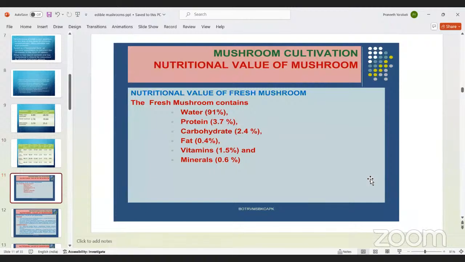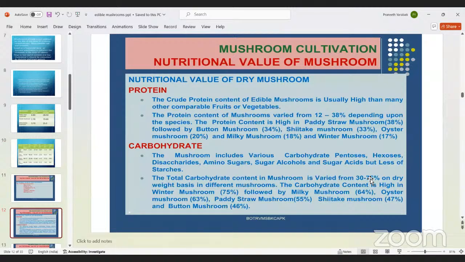Generally, why are we eating food? To get the nutrients. In mushrooms, proteins, carbohydrates, fats, vitamins, and minerals are present, hence it is suitable to be used as food. The crude protein content of edible mushrooms is usually higher than other fruits and vegetables. So the protein content is high in mushrooms, that is 12 to 38%.